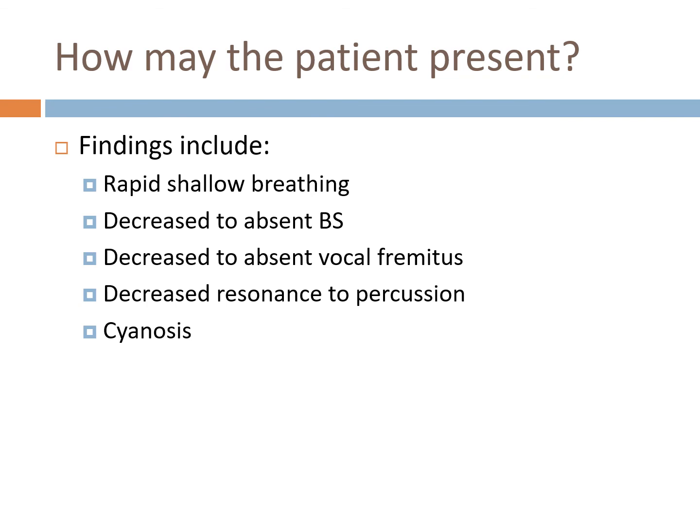All right, so how are these patients going to present, especially if they have a large amount of atelectatic area? They're going to obviously have decreased breath sounds, rapid shallow breathing, decreased to absent vocal fremitus, decreased resonance to percussion. They may present with cyanosis. So I'm looking at your new book now, the 8th edition, and this is being covered on pages 203 and 204 in your textbook.